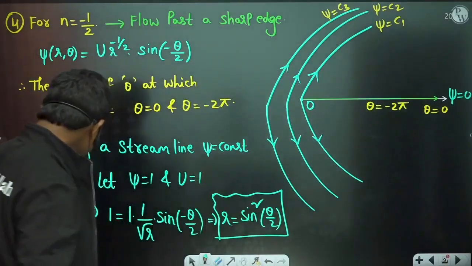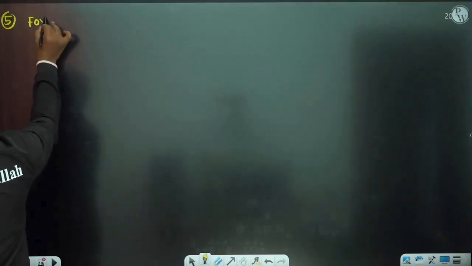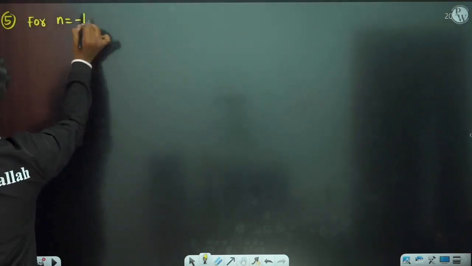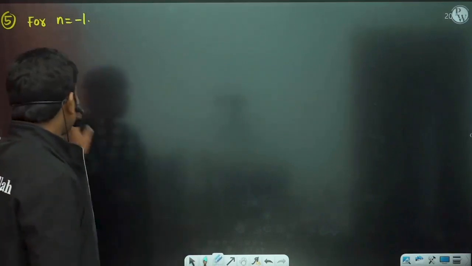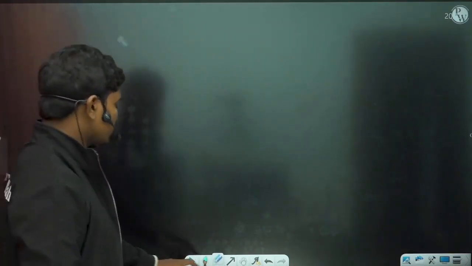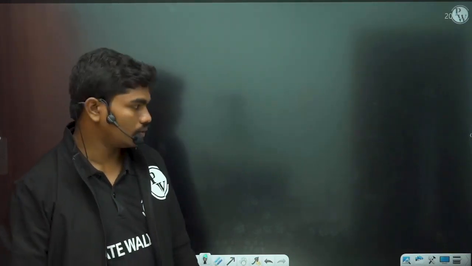Next I will show you one last case for the n value. You will appreciate that, actually. For n equal to minus 1, this is one very powerful case, actually. Let us not deal with this right now, because to know this you should know the concepts of source and sink, actually. Okay, so let us see.